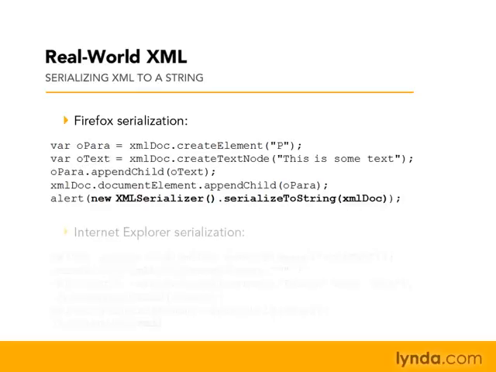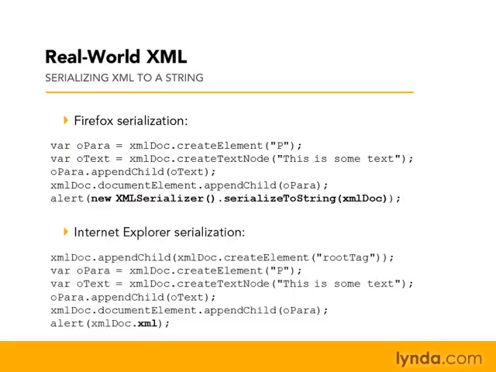And in the Internet Explorer case, we use the XML property on the XML document. And again, you can use this on any node. It doesn't have to be the document, but this is how you get the string representation of XML in Internet Explorer.